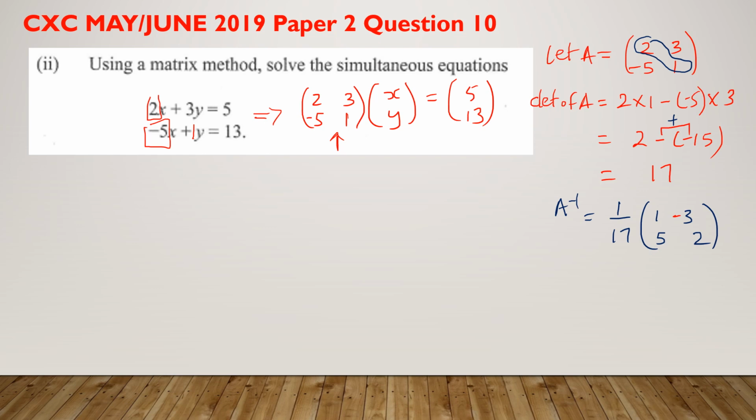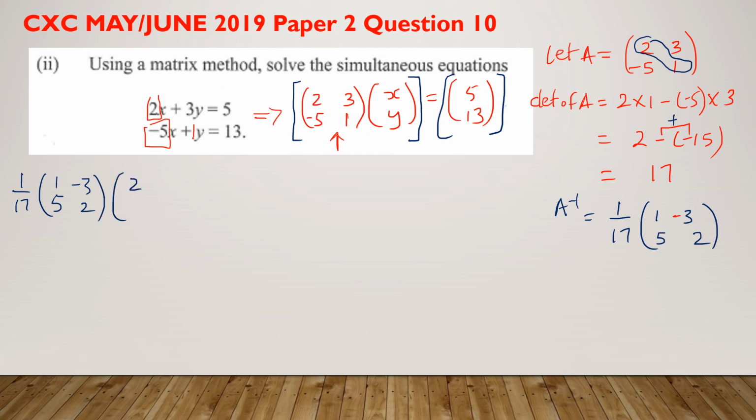So we're going to multiply both sides. Let me use a different color. Multiply both sides of the equation, you can say, by the inverse. So it is 1 over 17, 1, 5, -3, 2.